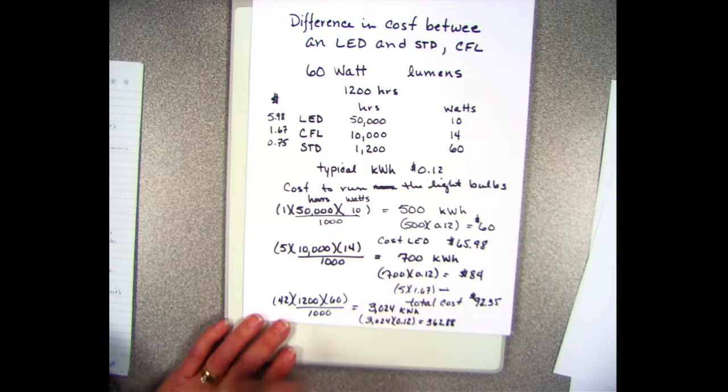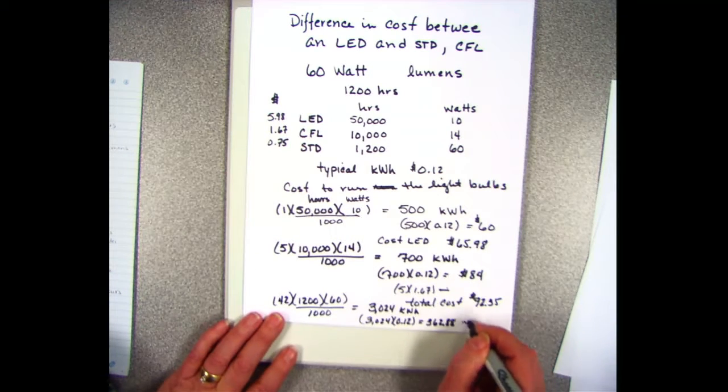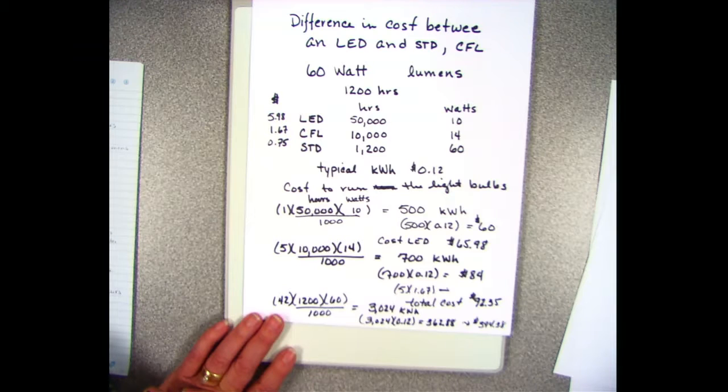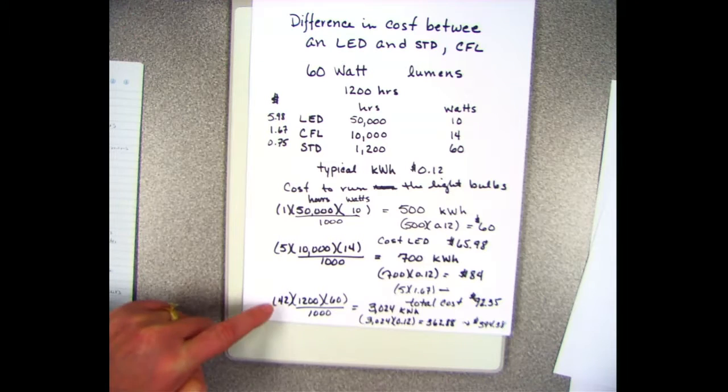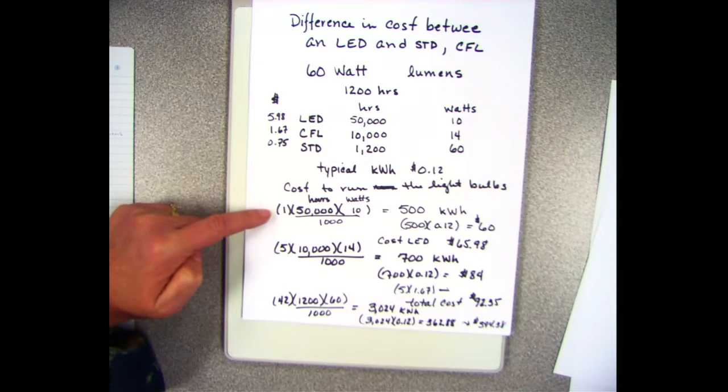But I have to buy 42 of them, so 42 times 75 cents, it ends up costing me a total of $394.38 to operate my incandescents. Which is one of the drivers for why they wanted us to move from incandescents to compact fluorescents, or to the LEDs.